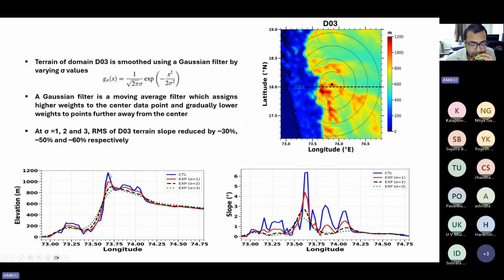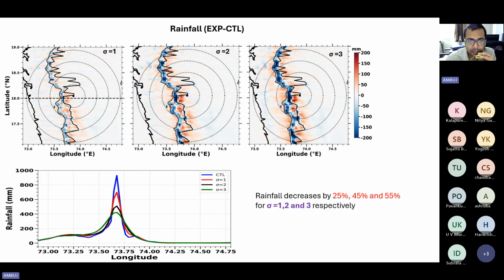The blue curve is the control original orography, and as we increase the sigma values, we can see how the elevation profile is getting smoothed. Now this is showing slope variation across 18-degree north. The blue curve again is the control slope variation across 18-degree north, and with increasing sigma values we can see how the slope is getting reduced. This is just to give an idea of the slope variation being taken.